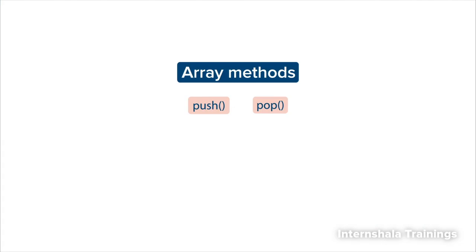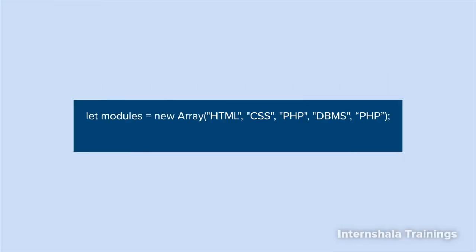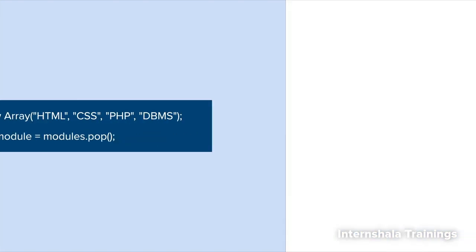Next, we have the pop method. It fetches the last element of the array and then removes it from the array. So, we added a new element to this array a few moments back. Now, if we use pop method on this array, it will first fetch or select the last array element, that is PHP, and will remove this element from the array. This will again make the number of array elements 4.